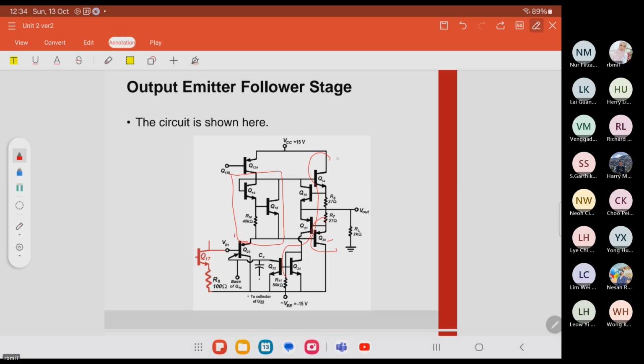And the beta value for the NPN and PNP transistors at the output stage shall be 250 and 50. So this is the output stage of the 741 op-amp, including the level shifter and also the protector circuit. This is considered the protector circuit.